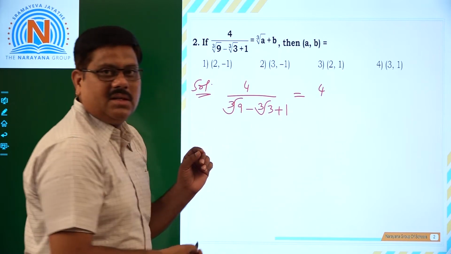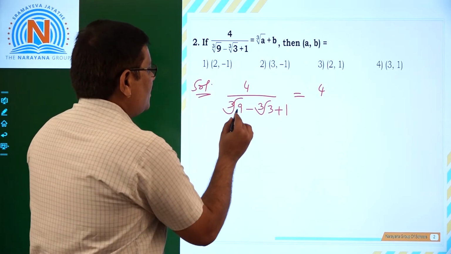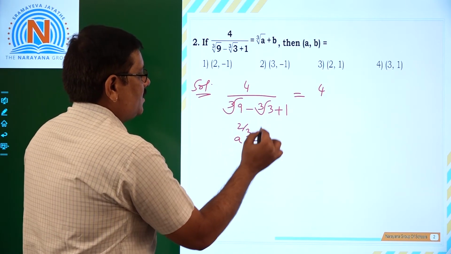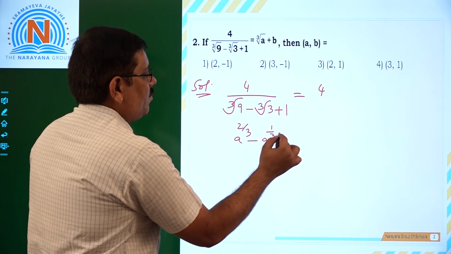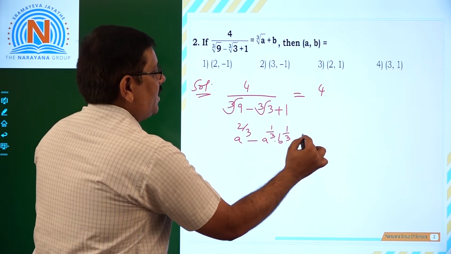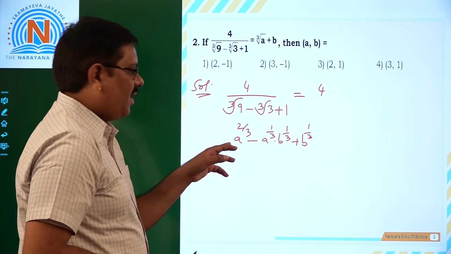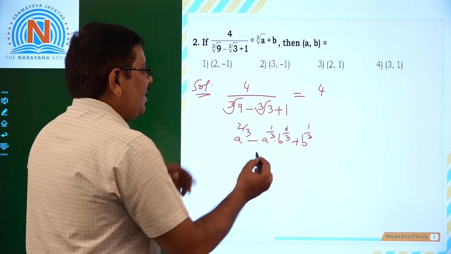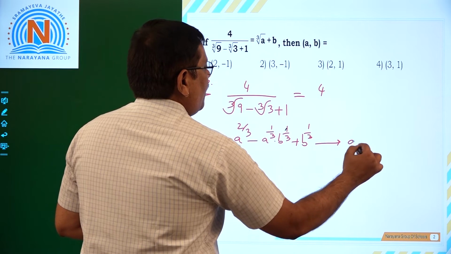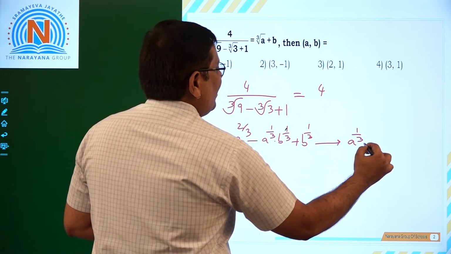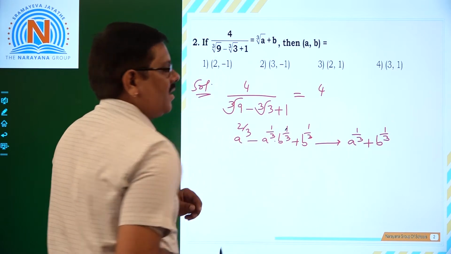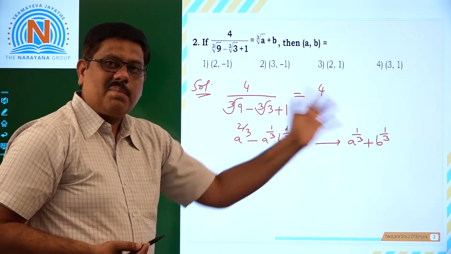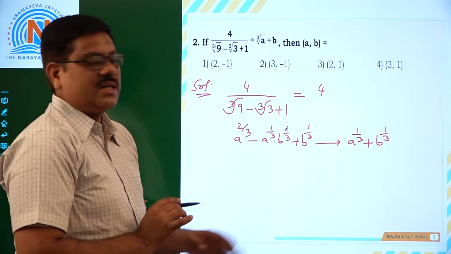What is the rationalizing factor? As this is in the form of, see, 9 can be written as 3 square. So it is in the form of a power 2 by 3 minus a power 1 by 3 times b power 1 by 3 plus b power 2 by 3. Its rationalizing factor will be a power 1 by 3 plus b power 1 by 3. If you multiply these two, the resultant is going to be a plus b, which is a rational number. So rationalization is done here.